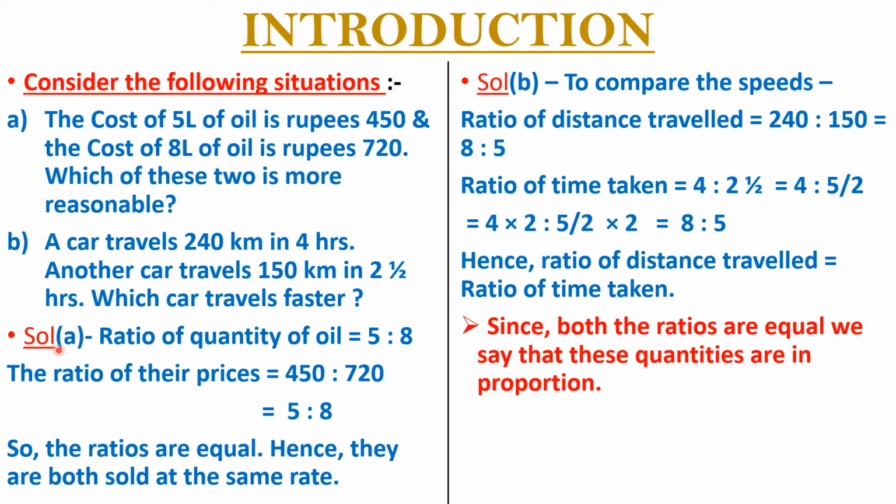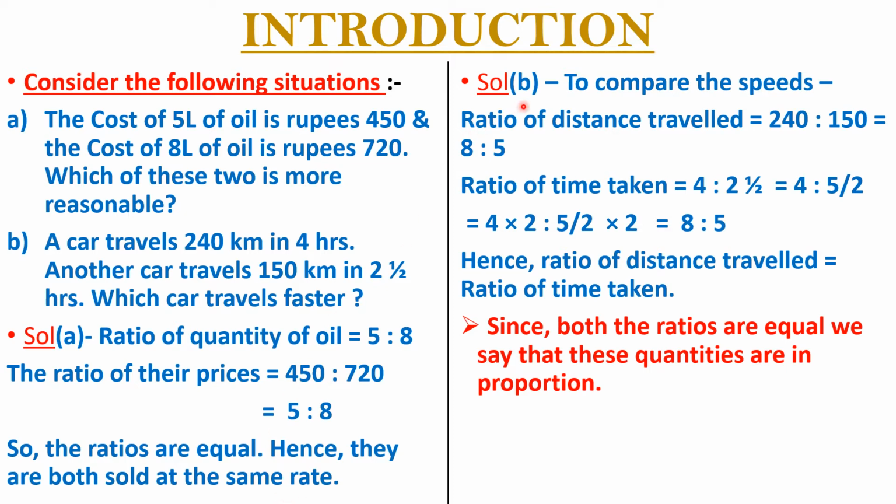Example A. Ratio of quantity of oil equal to 5:8. Ratio of their prices equal to 450:720, which when reduced to simplest form gives 5:8. The ratio of their prices is equal to 5:8. Thus we can say that the ratios are equal in both the cases. Hence, they are both sold at the same rate.